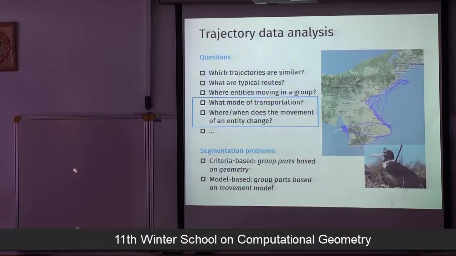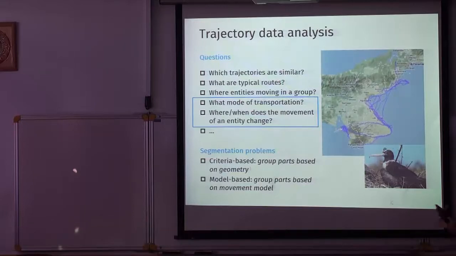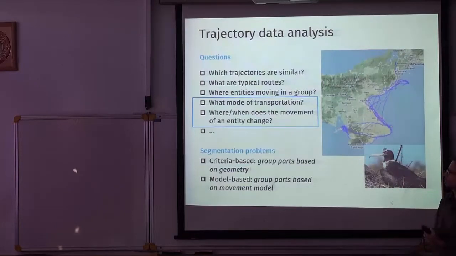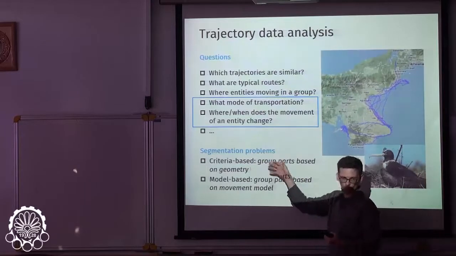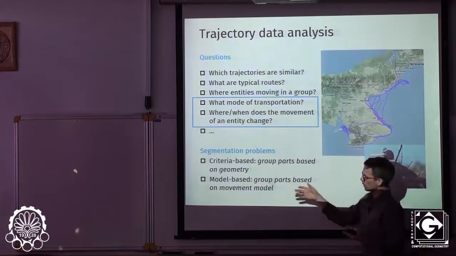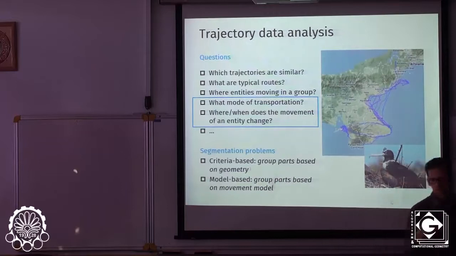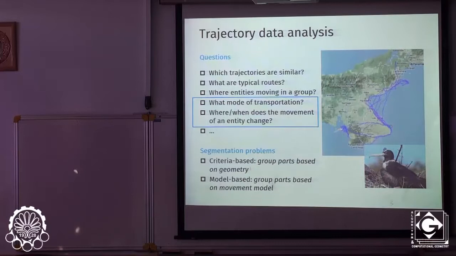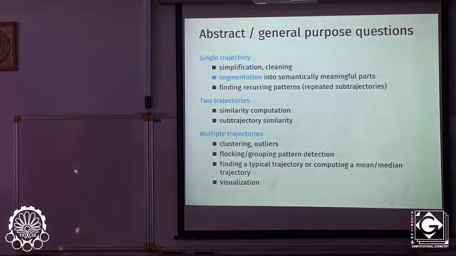Criteria-based segmentation is a very geometric perspective on the problem, where we assume that some set of criteria is given which describes certain behaviors. And then based on those criteria, we're going to compute a segmentation that is as small as possible. In the model-based approach, we try to fit a movement model which has some parameters describing the movement, and then we try to maximize the likelihood of the fit. In this more abstract view of what algorithmic analysis tasks we have on trajectories, segmentation falls into the area of analysis on a single trajectory.